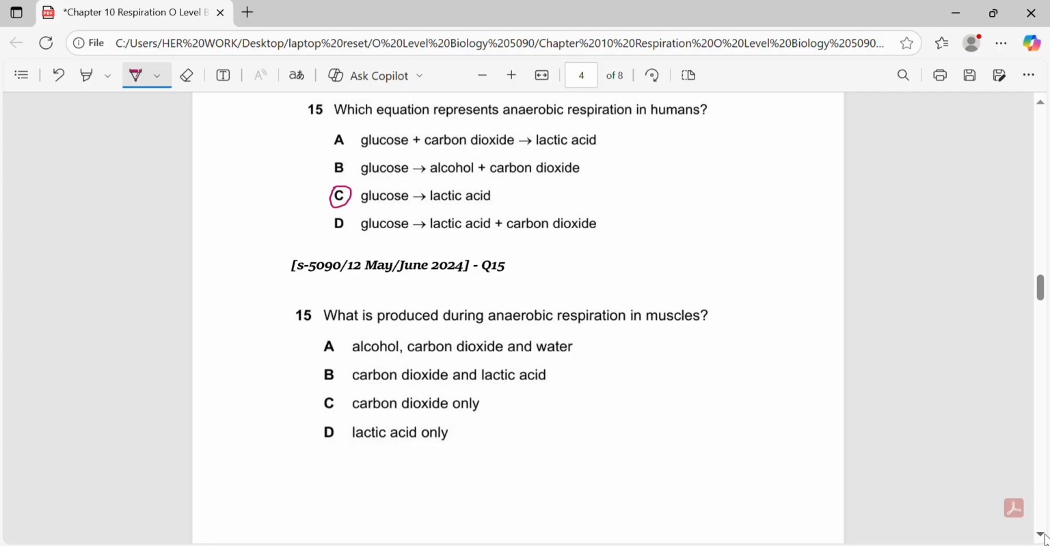Option A mentions alcohol and carbon dioxide, which apply to yeast, not humans. Option B includes carbon dioxide, which humans do not release during anaerobic respiration. Option C lists carbon dioxide only, which is again incorrect. The only option that fits human muscle anaerobic respiration is option D, which states lactic acid only. Therefore, the correct answer is D, so this is the correct option.